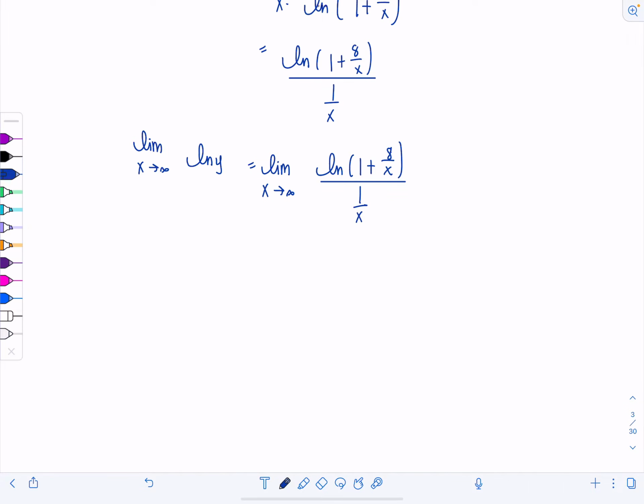Okay. Now remember, you can only use L'Hopital's rule on two indeterminate forms, 0 over 0 or infinity over infinity. And in this case, let's see what we got. If x goes to infinity, 8 over x is going to 0. So then we just have natural log of 1, which is 0. So numerator is going to 0. x is going to infinity, so 1 over x is also going to 0. So we have 0 over 0. Fabulous. That means we can apply L'Hopital's rule.